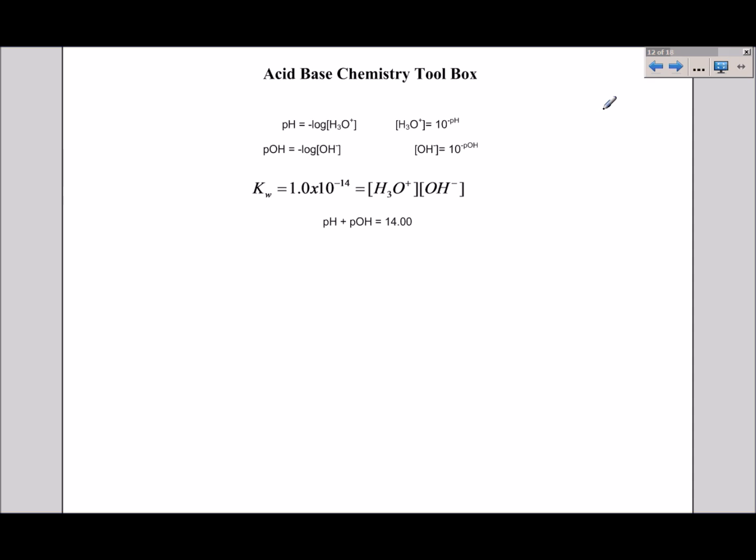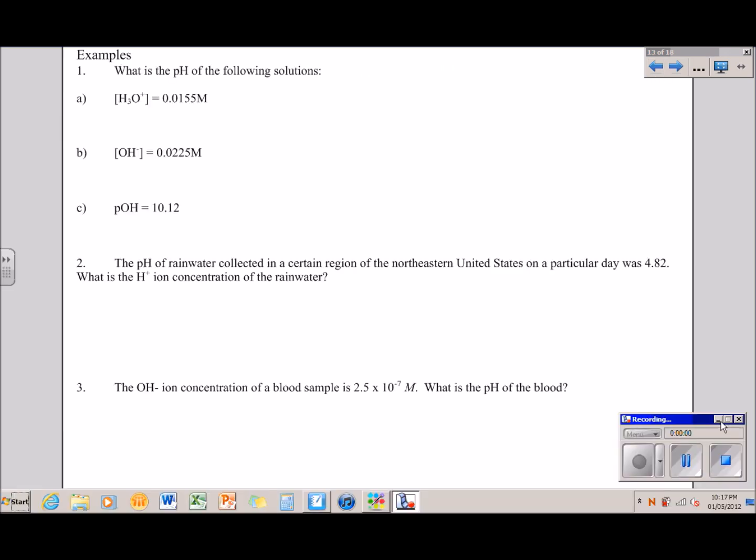What this is leaving us with is what I'll refer to as the acid-base chemistry toolbox. We have 6 formulas that we've derived related to pH that are going to help us to do a number of calculations. Let's look at some examples. We want to determine the pH of these solutions.